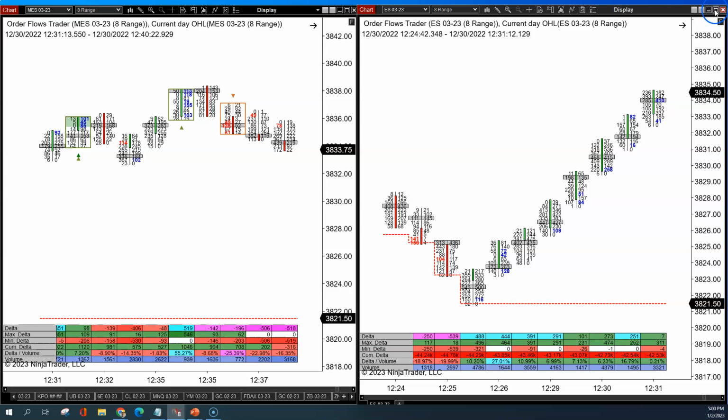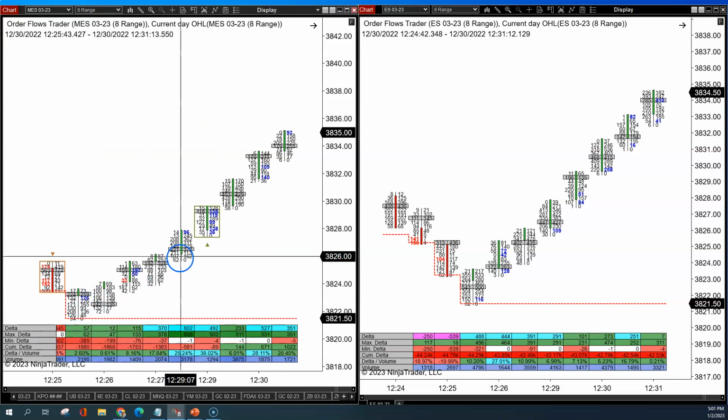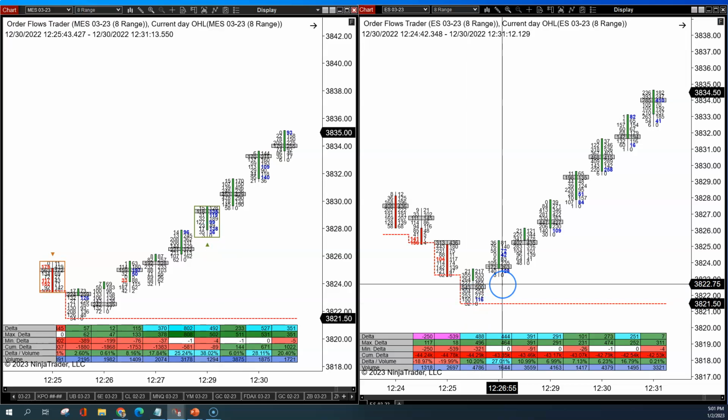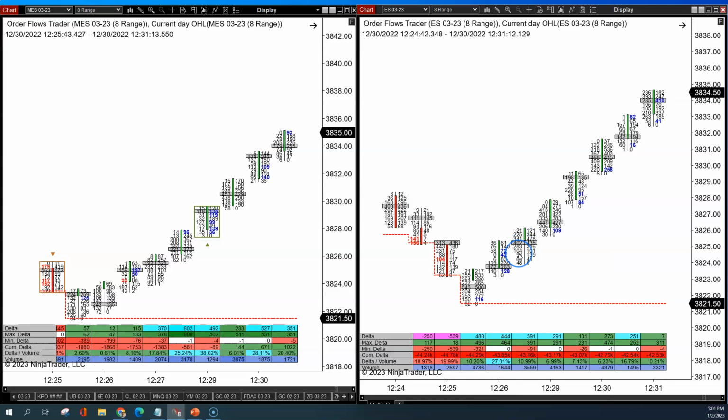On the ES, same thing, but it's coming in the bar off the low, right? Here it came in 1, 2, 3, 4, 5 bars off the low. Again, this is an 8-range chart. Now it's coming in on the bar immediately after the low, right there. Then we just highlight it really quick.